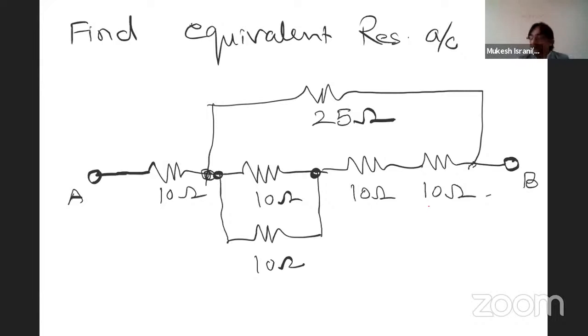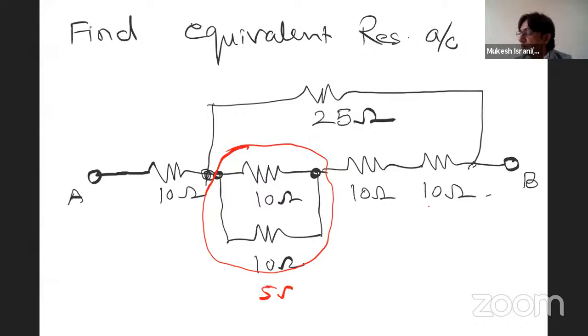So can you tell me the answer? A lot of people have put the answer. 22.5. Again, you can see these two, they are in parallel. The answer will be 5 ohm. This and this, they are in series. The answer will be 25 ohm. Again 25 ohm, and this 25 ohm will be in parallel. So the answer here will be 12.5.